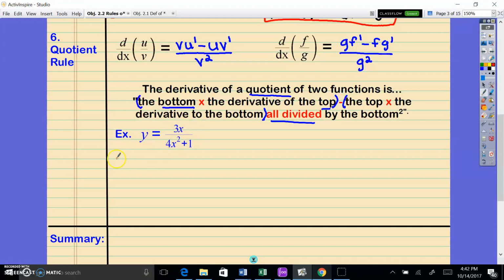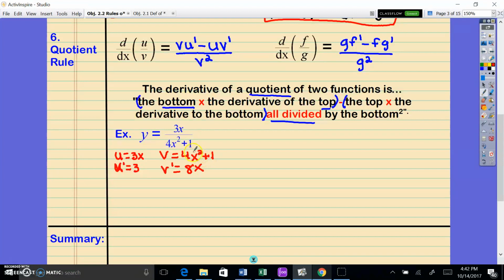So I will do my setup. My u is the top function, which is 3x. My u prime is 3. My v is 4x squared, that's the bottom function, plus 1. And v prime, of course, is 8x.